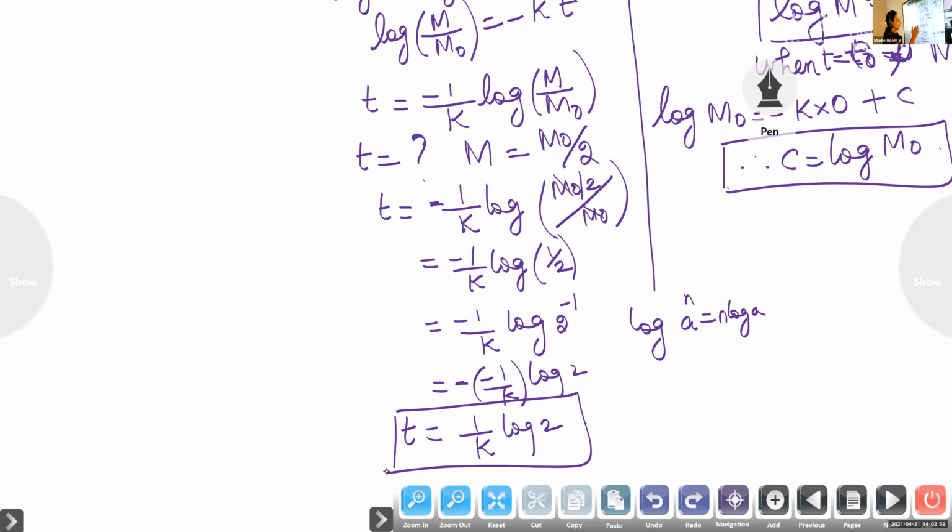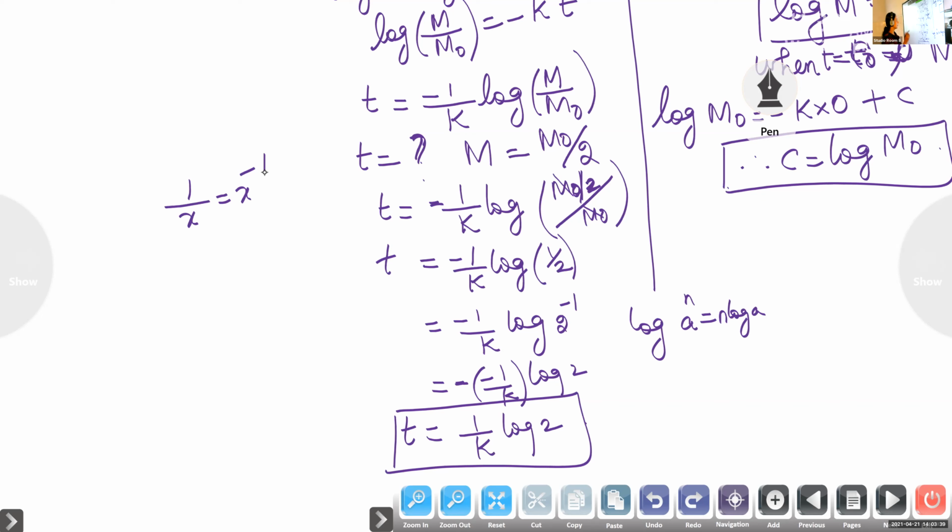Listen. After finding this m naught, we are substituting it here. We want to find the time when the mass becomes half. So in the place of m, I am substituting m naught by 2 by m naught. M naught will get cancelled. We get time is equal to minus 1 by k log of 1 by 2. 1 by x we can write as x raised to minus 1, so 1 by 2 we can write as 2 raised to minus 1. Is it okay?